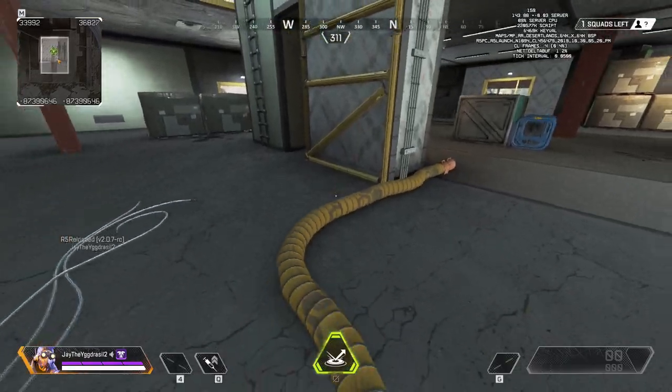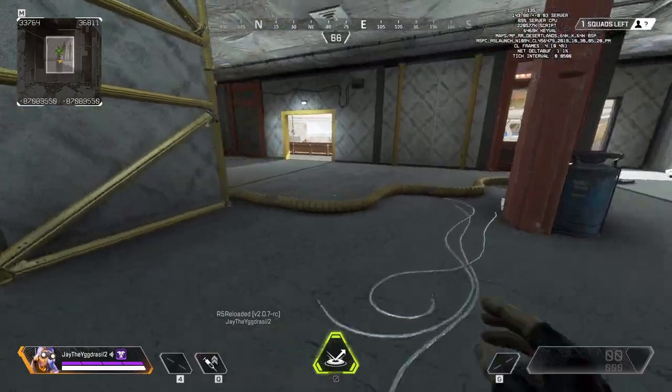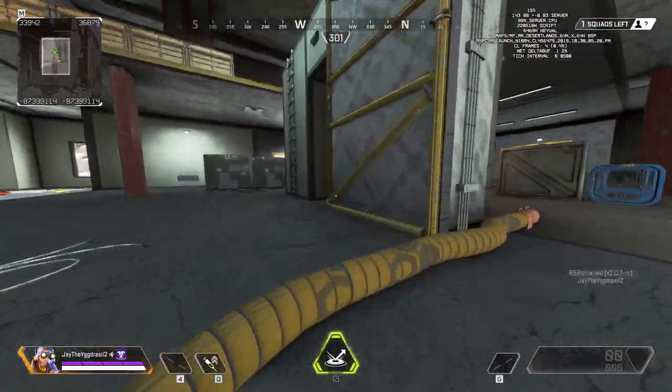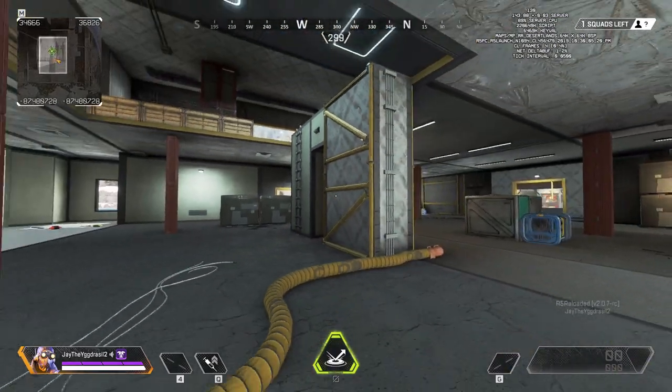So I can demonstrate what happens if you're a little bit high and you won't make it up. That's typically what you're going to get with a slide wall bounce. Slide wall bounce actually puts you a little bit high in that zone.